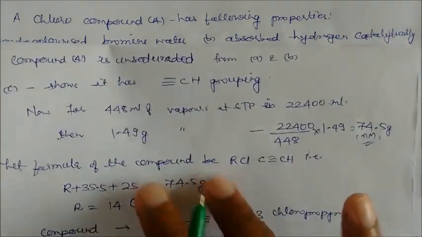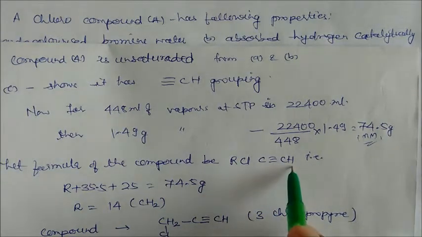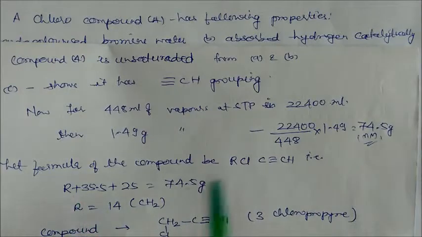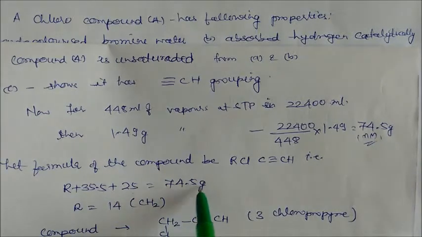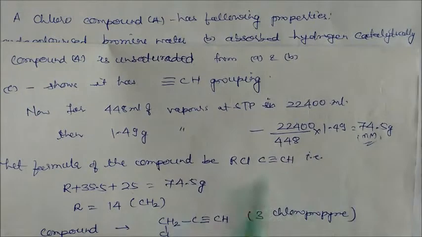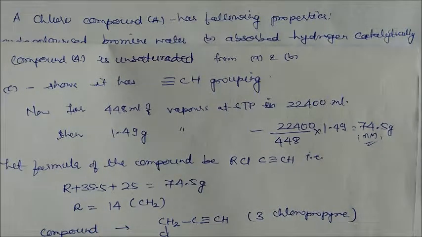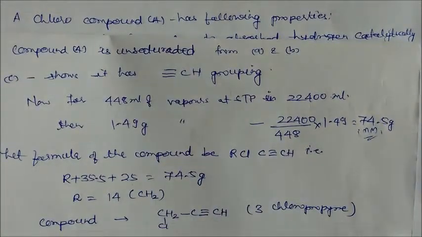Now let the formula of the compound be R-Cl with a triple bond CH. So the molar mass is R plus 35.5 plus 25 is equal to 74.5 gram, because this compound is some alkyl halide. So here you get the value of R is equal to 14. So the compound is nothing but CH2Cl with a triple bond CH. So this is 3-chloropropene. So this is the answer of this second question.